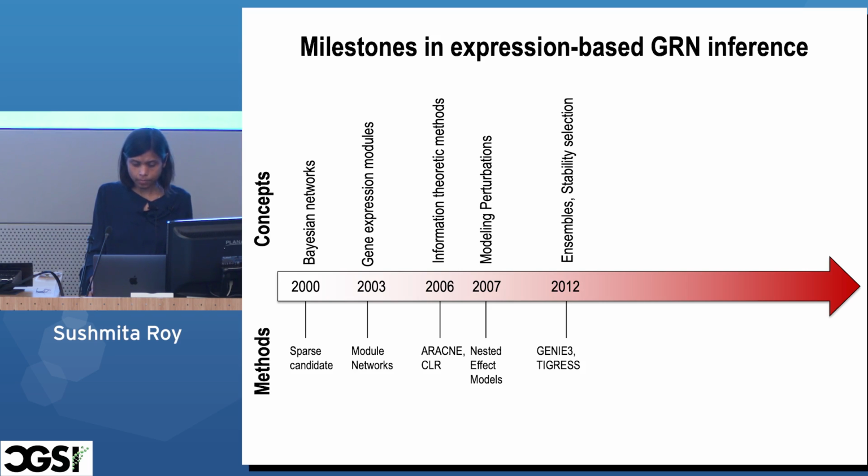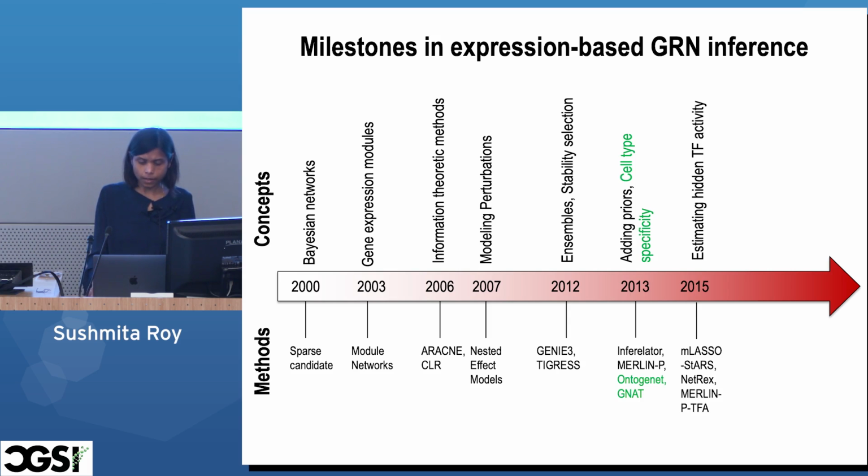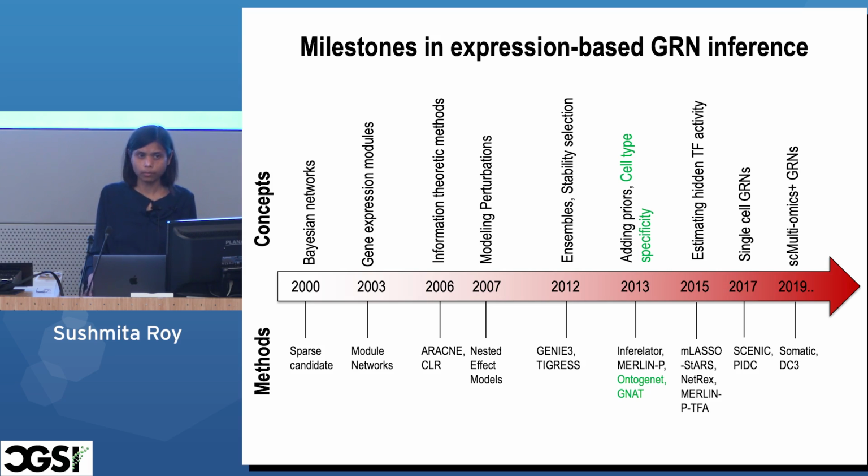Then about 10 years ago, people realized that it's not sufficient to learn a single model. Let's try to do some subsampling or bootstrap, and that really helped improve the quality of the networks that we get. In particular, this method called Genie3 has also been used with single cell data and has had a lot of mileage. Other methods then tried to incorporate cell type specificity or constraints in the model. And in the last few years, most of the methodological development has focused on single cell, which I'll talk about towards the end, in the third part of my presentation.